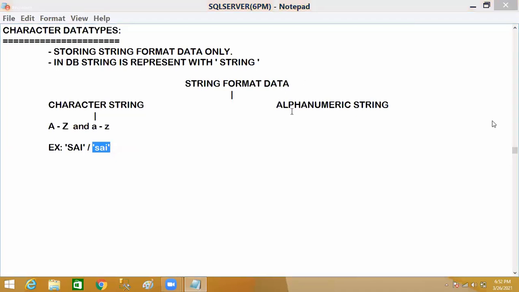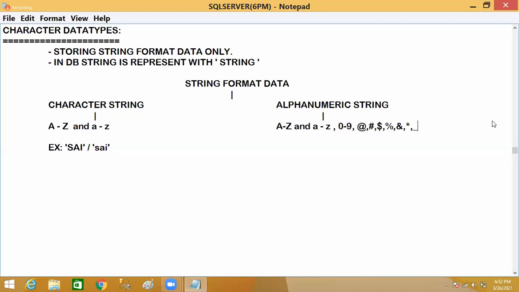But what about alphanumeric? Alphanumeric is nothing but, guys, we can use capital A to capital Z and small a to small z, comma, next 0 to 9 numbers can also be used, comma, and we can use special characters like at the rate symbol, hash symbol, dollar symbol, percentile symbol, ampersand symbol, star, and underscore. So these kinds of symbols we can use.